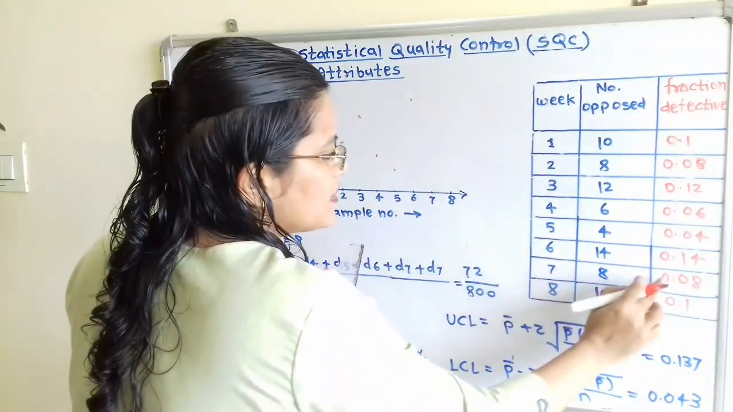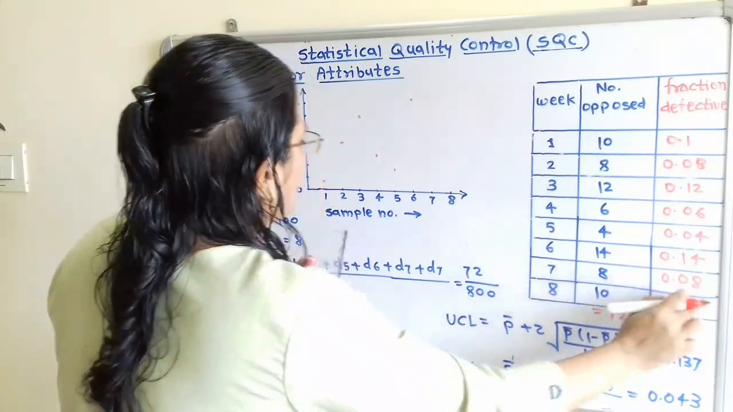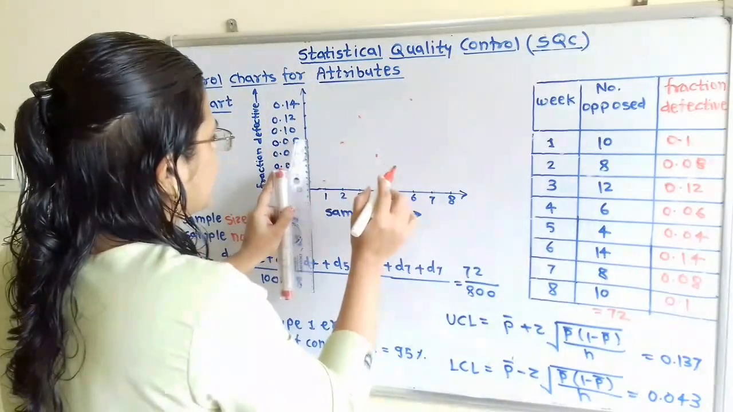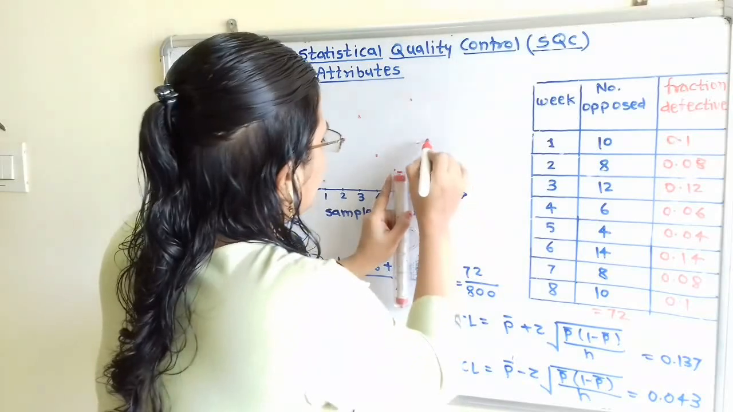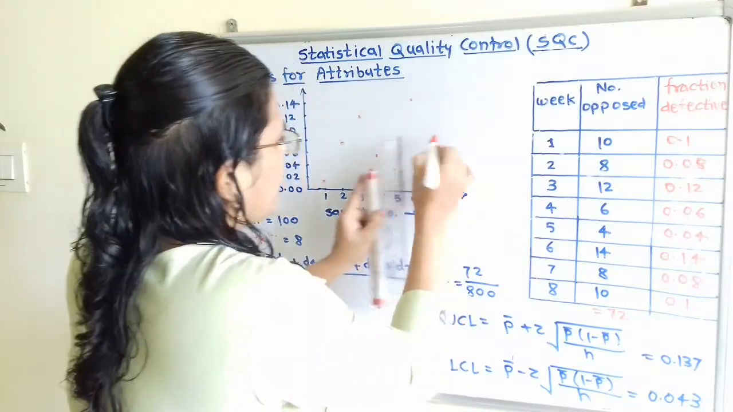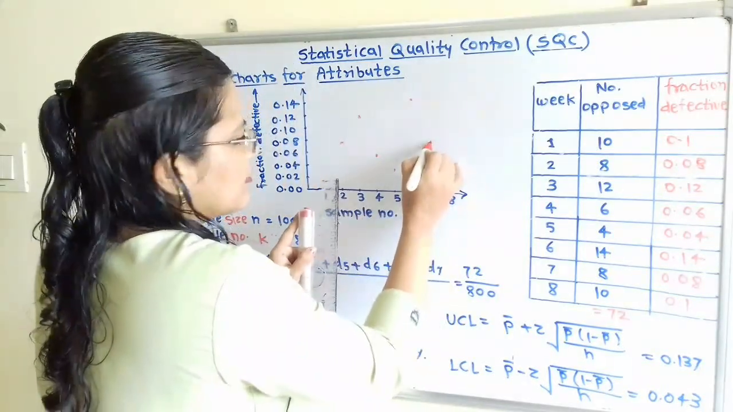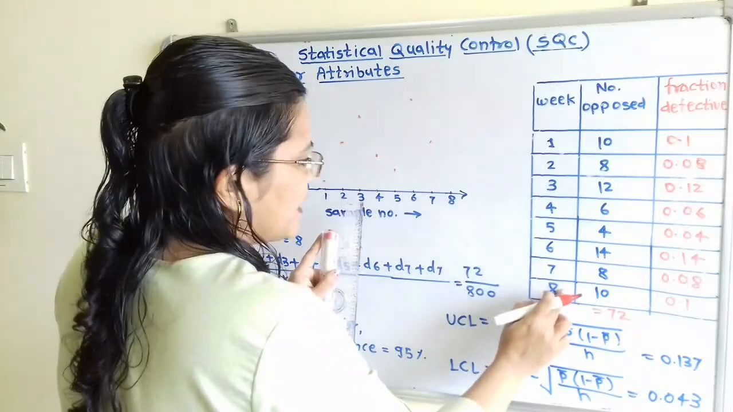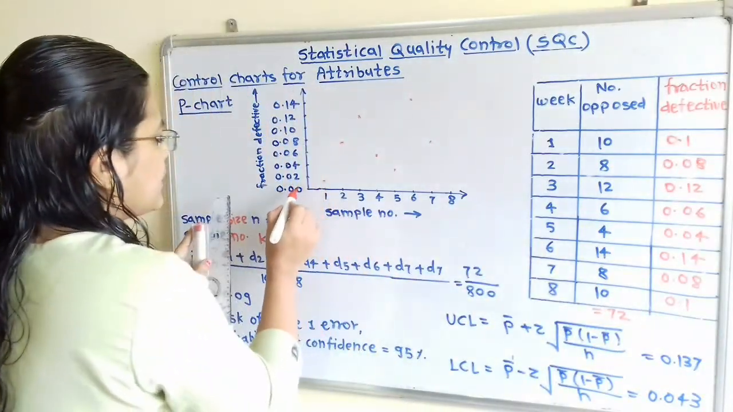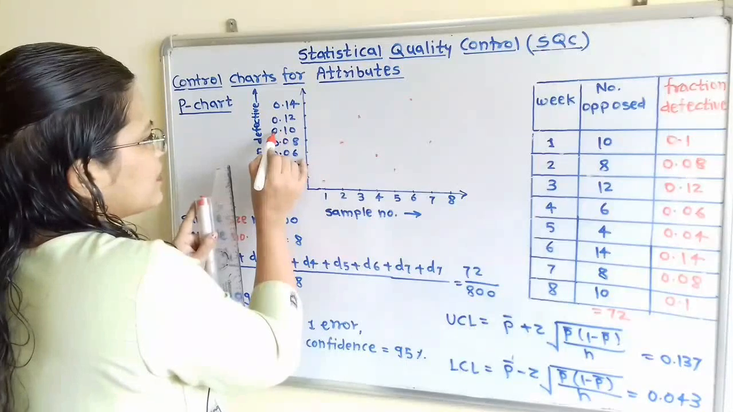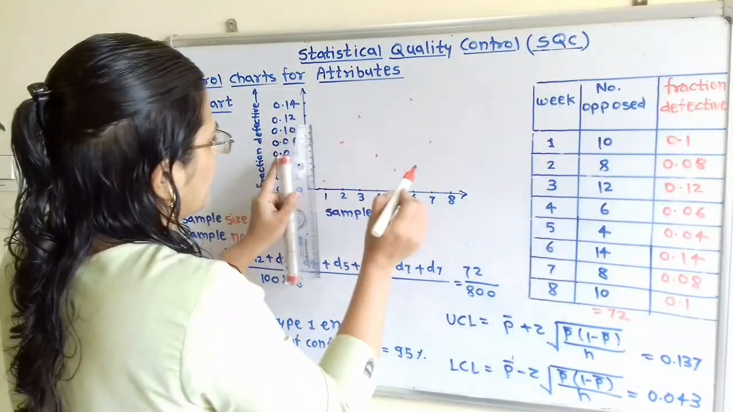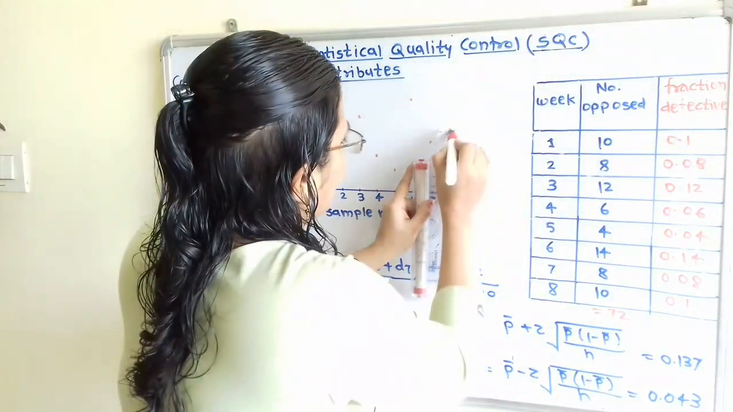Then for the seventh it is 0.08. So here is 0.08, and we will mark here 1 point. And then last, for the eighth, it is 0.1. So here is 0.1, and we have to mark here 1 point.